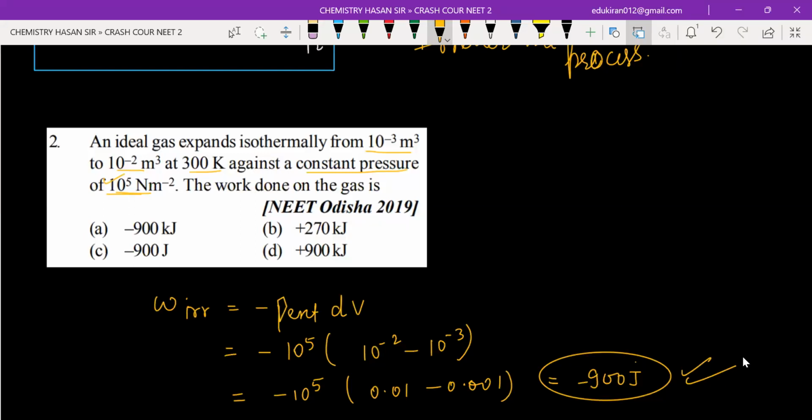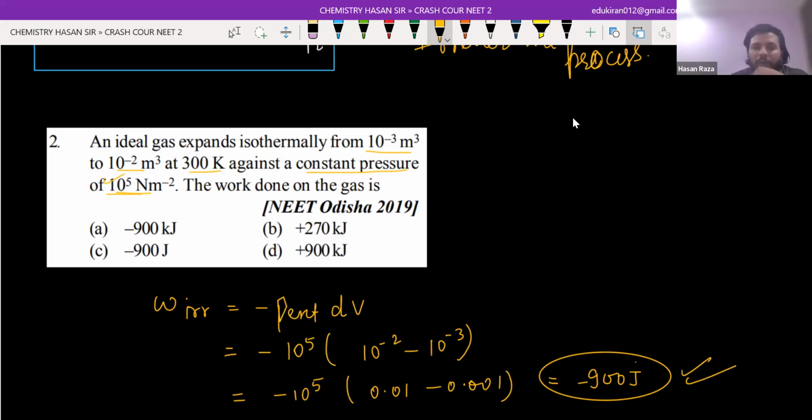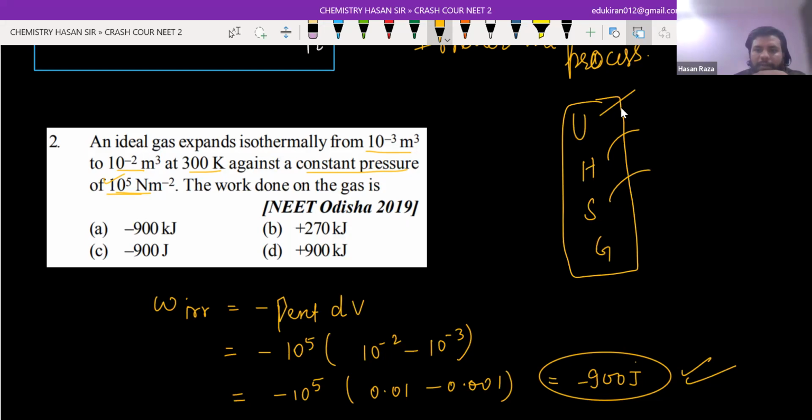Okay, so this is it for today. In the next class, we are going to cover internal energy, enthalpy, and entropy, as well as Gibbs free energy. So please do read about this. And after that, we will talk about thermochemistry, which looks tough but is very easy.